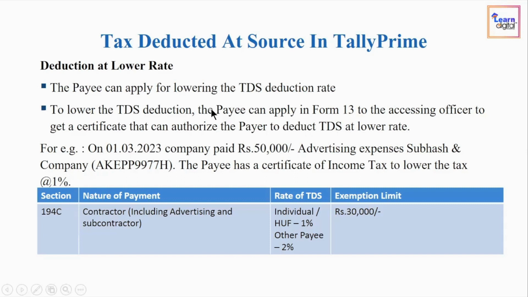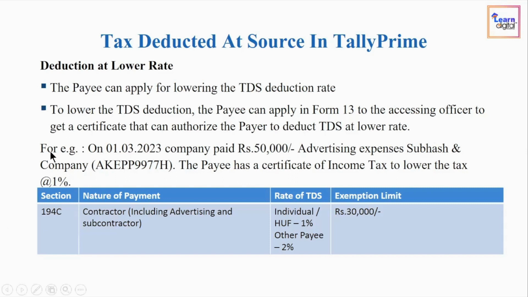So what does a payee have to do? Payee will fill up the form number 13, and submit it to the assessing officer or TDS circle nearby his residence, and from that officer he will collect a certificate. The certificate will authorize the payer to deduct TDS at lower rate. So this is the procedure. If the payee follows such procedure and provides such certificate to the payer, the payer can deduct the TDS only at the rate of 1%, not as per the rules of TDS nature of payment.